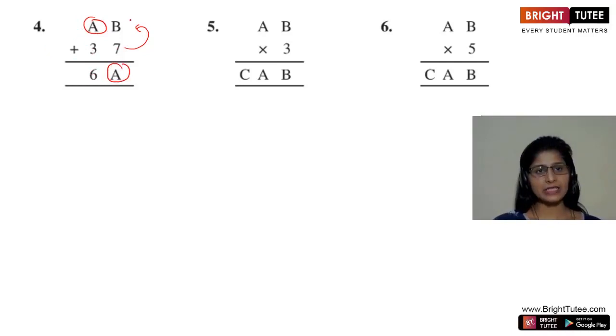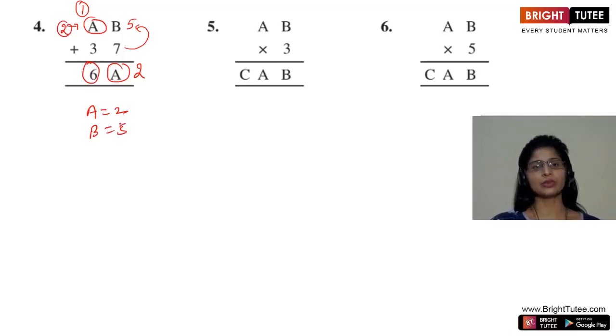So 7 plus 5, if I write, I will get 12, right? 7 and 5 is 12. 1 is the carry over here. So 3 plus 1 is 4. What should I write here? 2 to make it 6. So we see that A is equal to 2 and B is equal to 5 for question number 4.